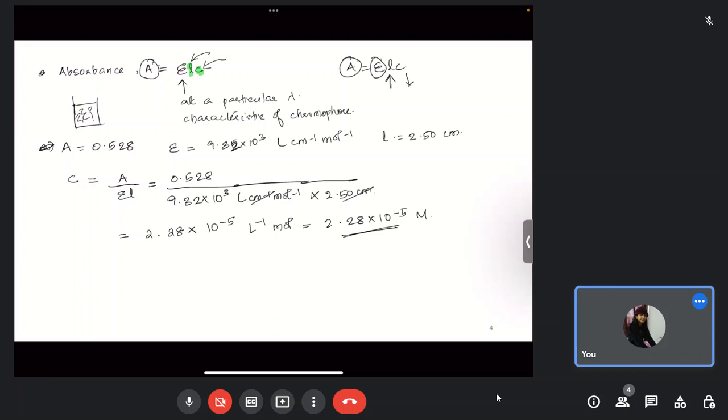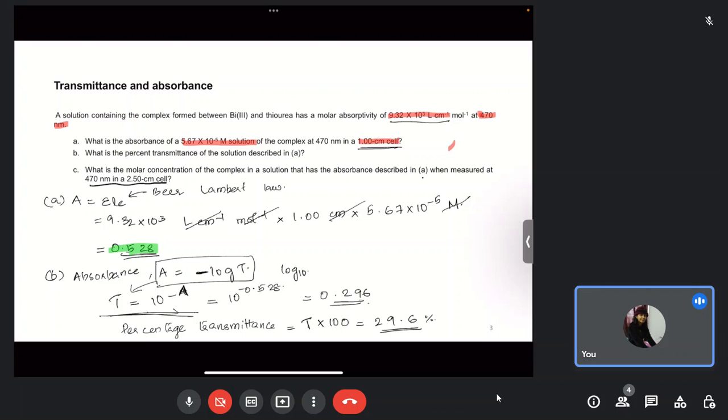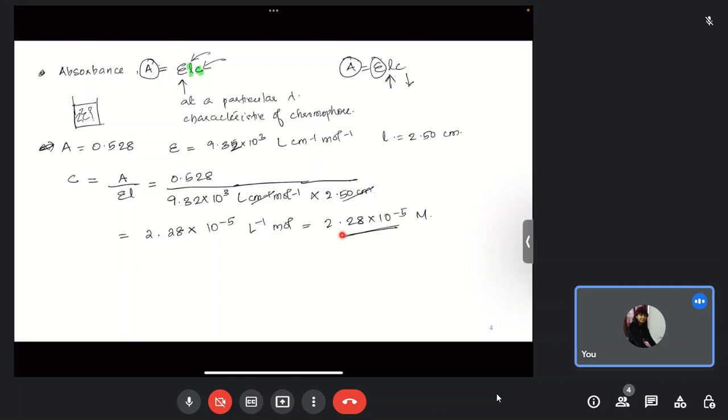So we had seen that in the first part the concentration was 5.67 into 10 to the power minus 5. Now the concentration has reduced in order to maintain the equality of this particular equation. So as we increase the path length, the concentration has reduced because the absorbance is the same.